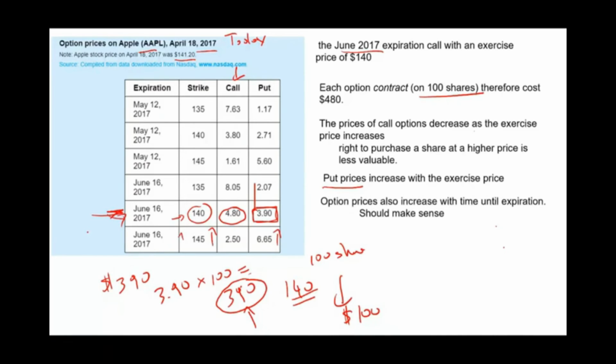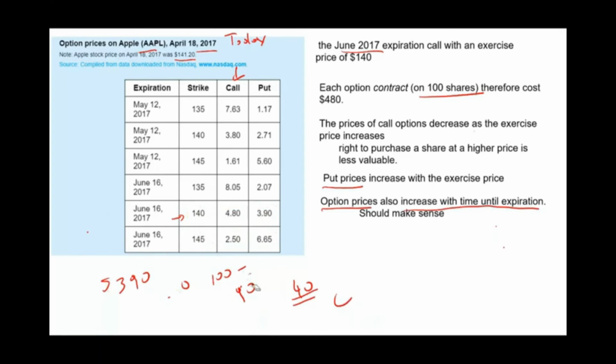Now, also what I want you to notice is option prices also increase with the time until expiration. And hopefully this will make more sense to you. Let me show you what I mean. So today is April. If we're looking at the May options, they are a month from now. A month from now, you can buy Apple stock for $140, paying only $3.80. Notice that? If you want to buy Apple stock June 16th, which is 2 months from now, at $140, you pay more.